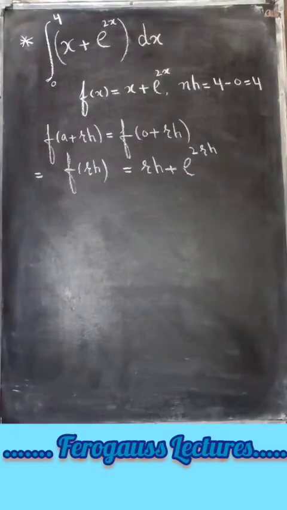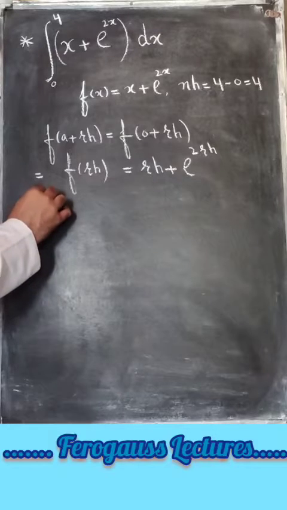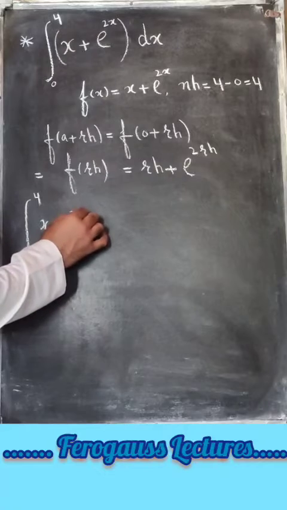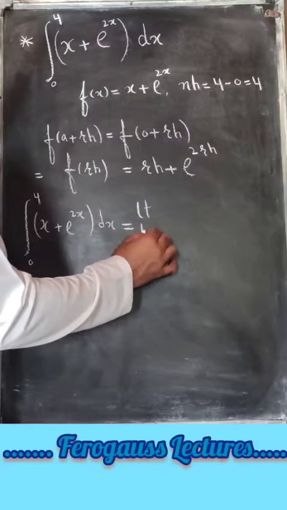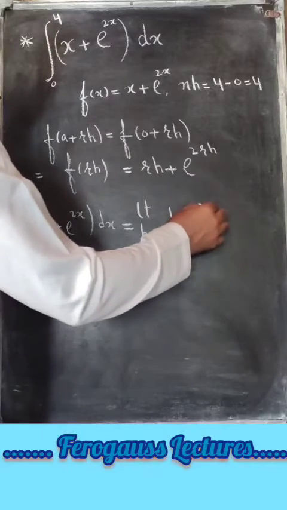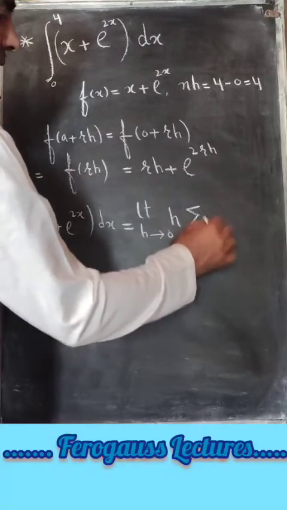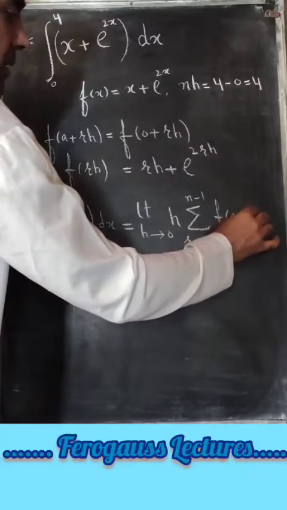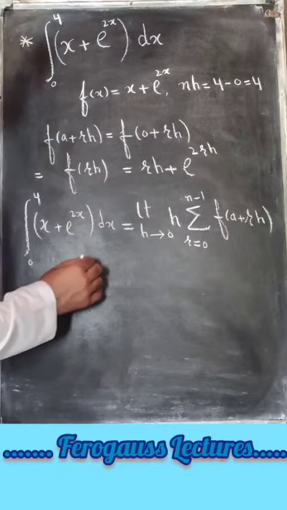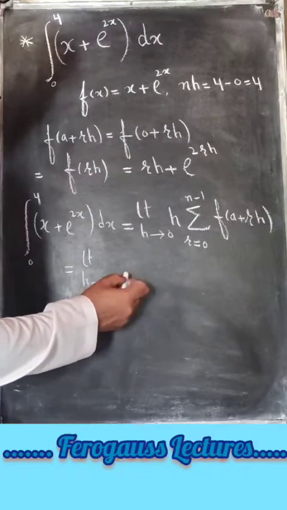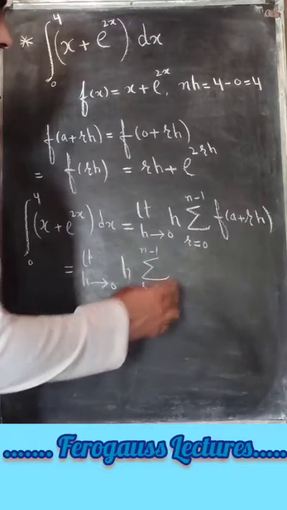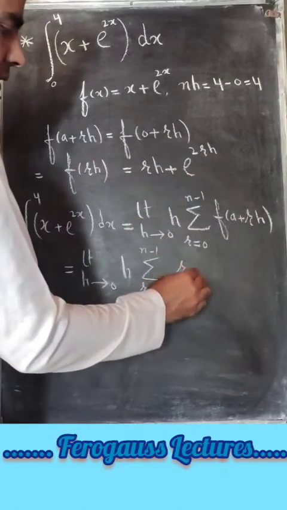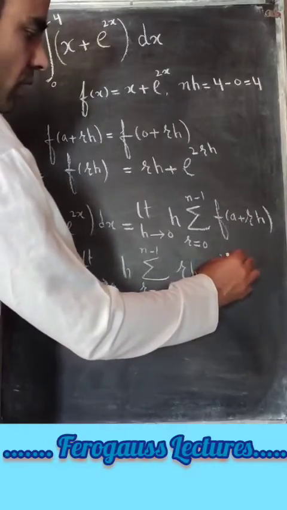Now from the definition of definite integrals as the limit of a sum, we have integral 0 to 4 of x plus e raised power 2x dx equal to limit h tends to 0, h times summation r running from 0 to n minus 1 of f of a plus rh, that is equal to limit h tends to 0, h times summation r running from 0 to n minus 1 of rh plus e raised power 2rh.